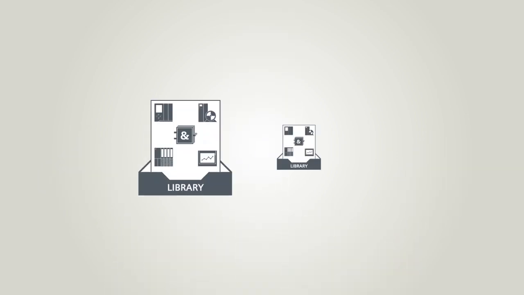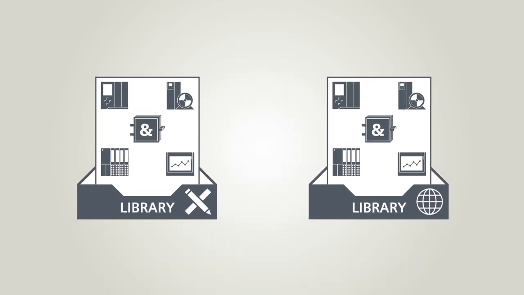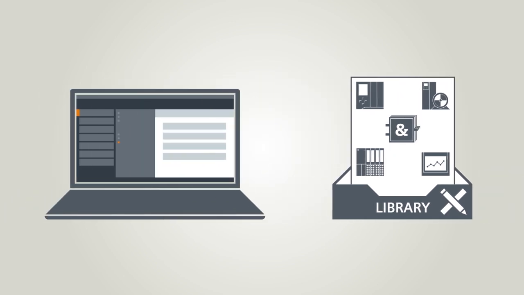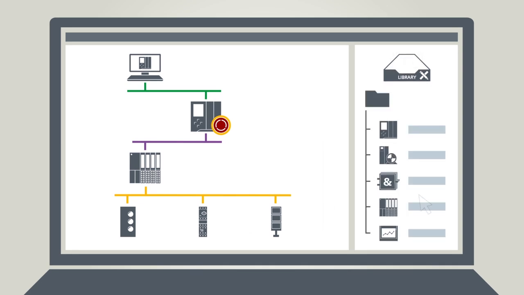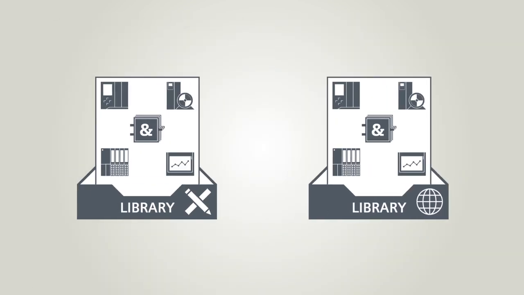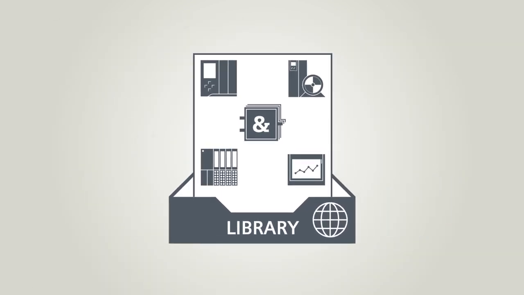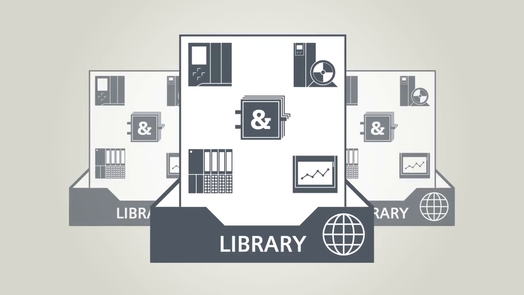We generally distinguish between project libraries and global libraries. Each project has its own library, the project library. Here you store objects you want to reuse within your project. Global libraries are either individually created or already included from Siemens, which can be used globally, meaning beyond the limitations of individual projects. There are three types of global libraries.